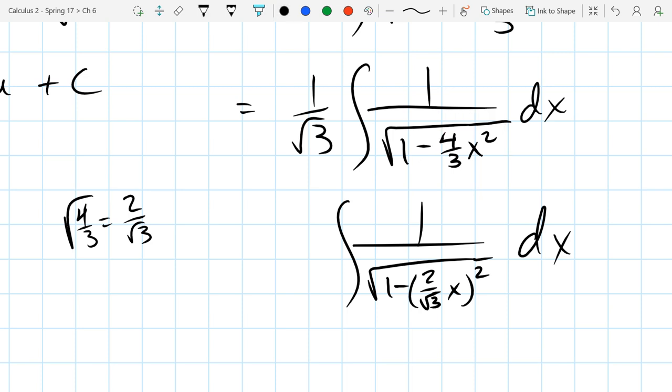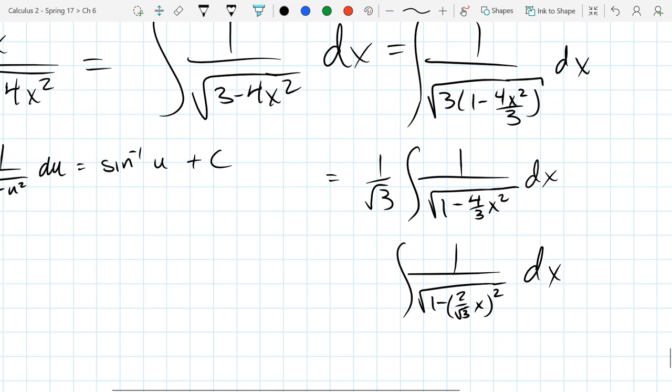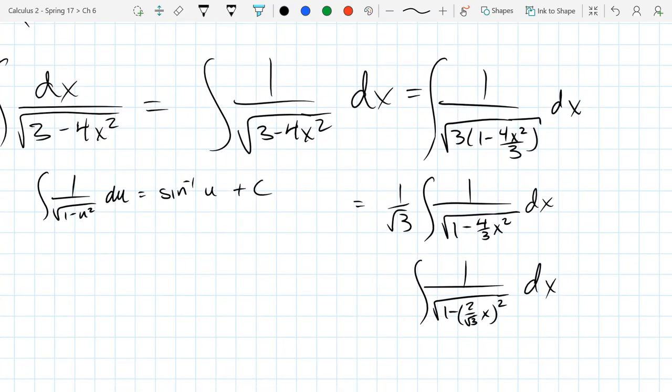So any algebra questions on what I just did? You could call this factoring out the square. That'd be one way to think about it. I'm just writing it as one thing squared, so it looks like the right form. Unfortunately, that stupid 2 over square root 3 is still there. Algebraically, there's really nothing else I can do. This is as good as it gets.